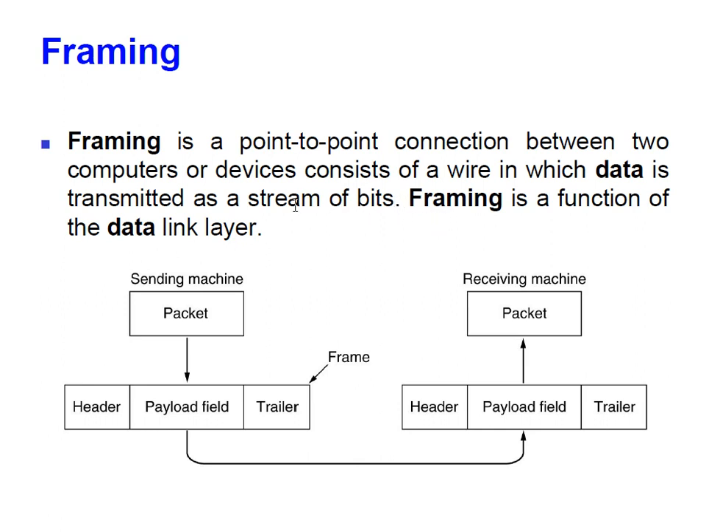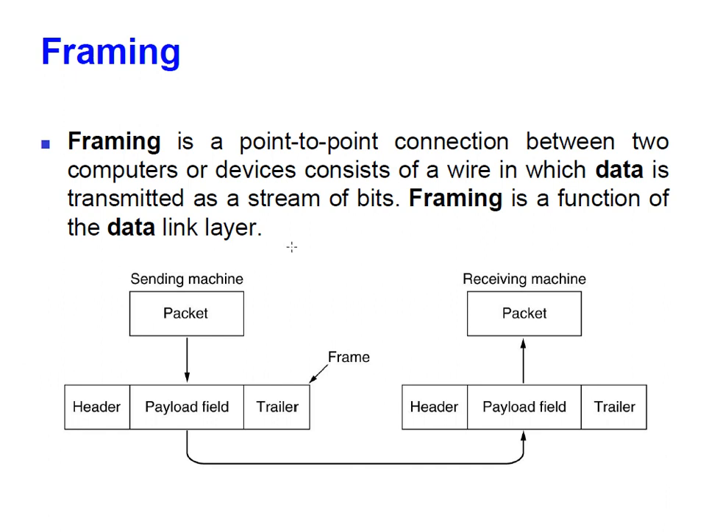So that is what we see when we talk about framing. In framing, we try to create a stream of bits, and these bits have certain protocols over which they have to communicate, or flow. That is what we see in the case of framing. So that's why framing is a function of the data link layer.